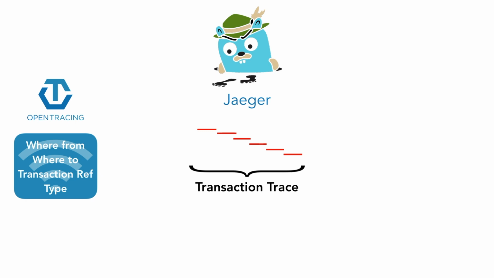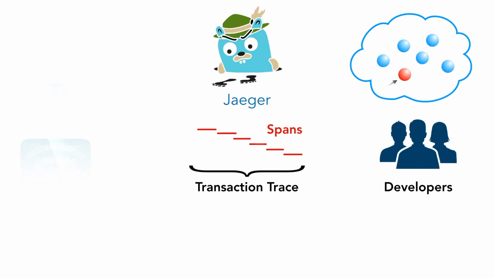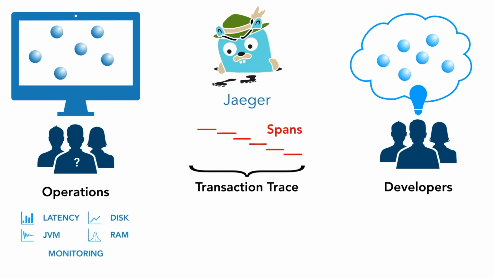The trace is comprised of timed units of work called spans. These are hierarchical and contain information such as tags and associated contextualized logs. This is the insight that allows, for example, a developer to debug a distributed system, or an operations team to filter performance monitoring according to business context.